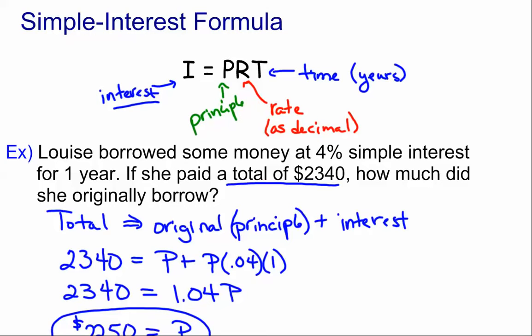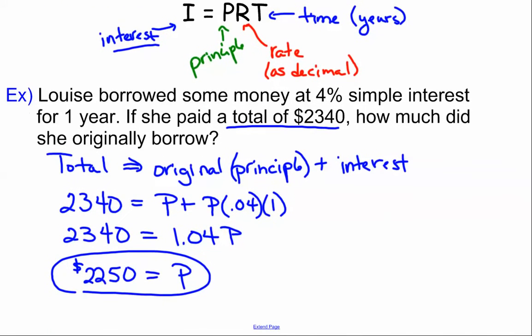All right, a real simple, straightforward example first to start with. It says Louise borrowed some money at 4% simple interest for 1 year. She paid a total of $23.40. How much did she originally borrow? Remember, this is kind of common sense, but when you borrow money, you pay back what you originally borrowed plus the interest, right? So the total is going to be the original, the principal, plus whatever interest she had to pay. So the total was the $23.40.